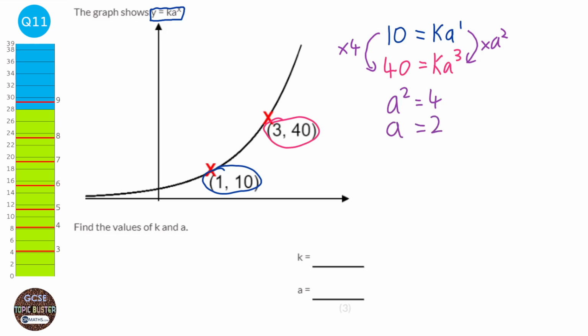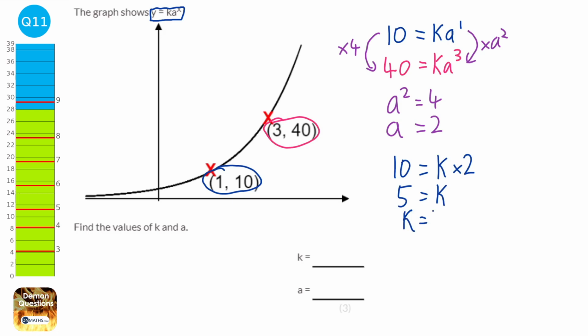So if a equals 2, we can just put that into the first equation here. So we've got 10 equals k times 2. And divide both sides by 2, and we get 5 equals k, or k equals 5.